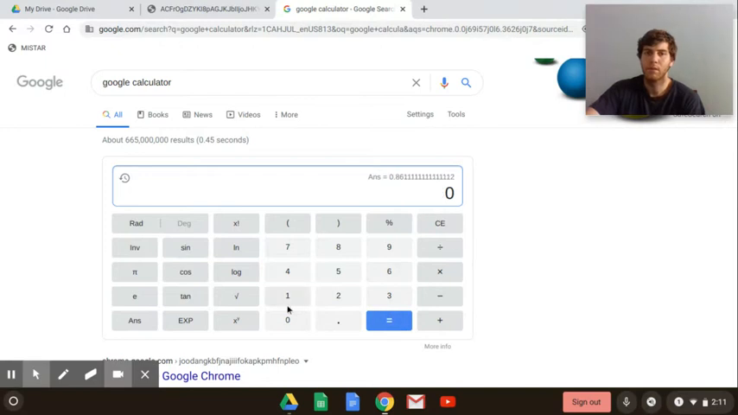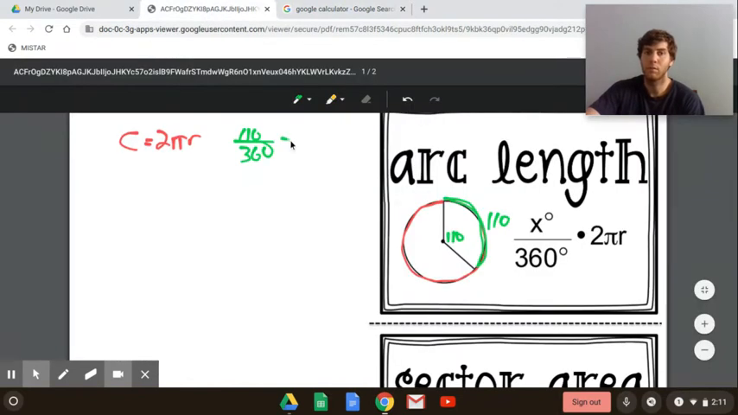Whoops, I'm sorry, 110 divided by 360. That's 0.31. So it's really 31% of the circle. The arc is 31% of the circle. So if we want to find its length, we have to multiply that by our circumference, right? So it's the portion of the circle.